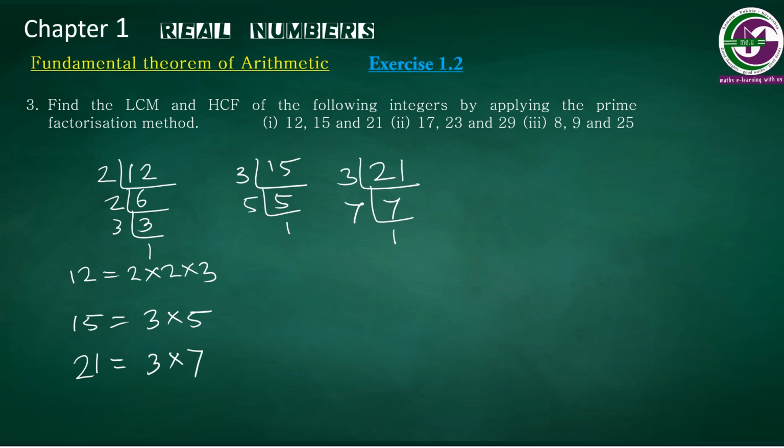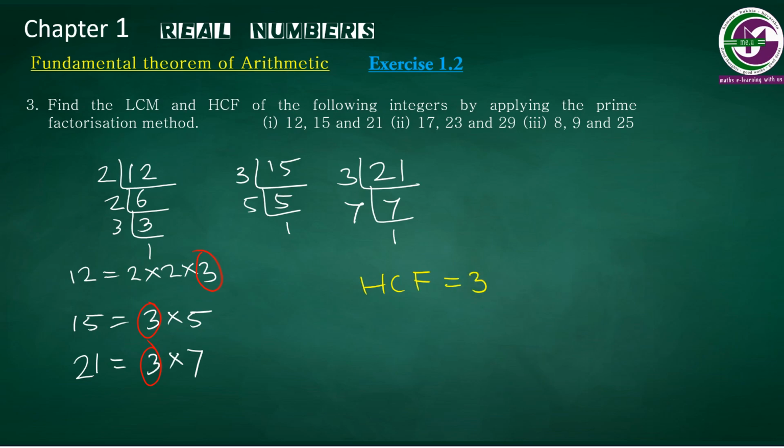Now we'll find HCF. To get the HCF, we need the highest common factor. We know the common factor is 3. So there is 3 here, there is 3 here, there is 3 here. So 3 is a common factor. So HCF is equal to 3.